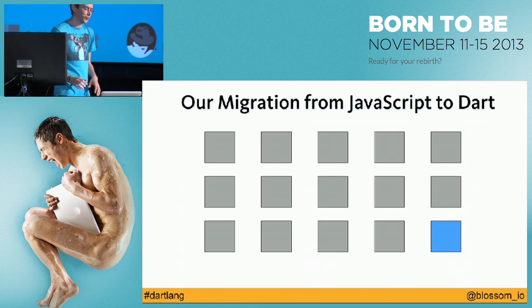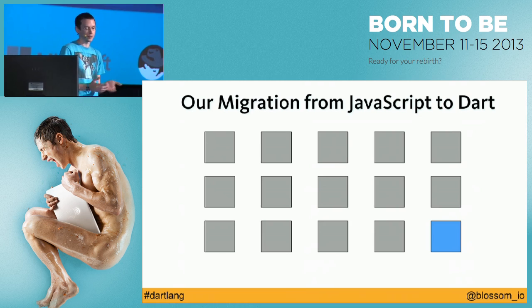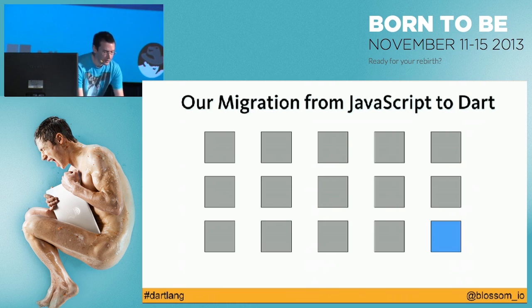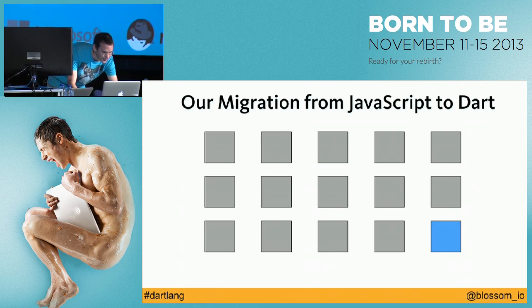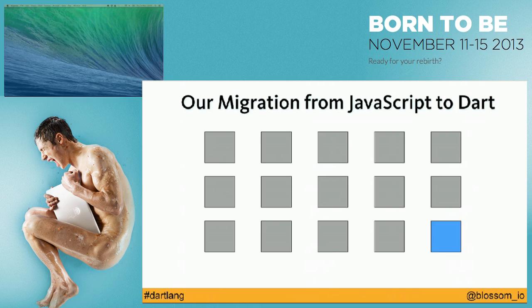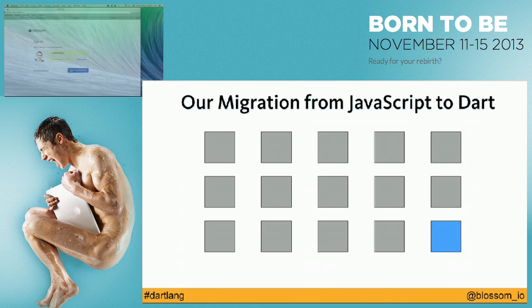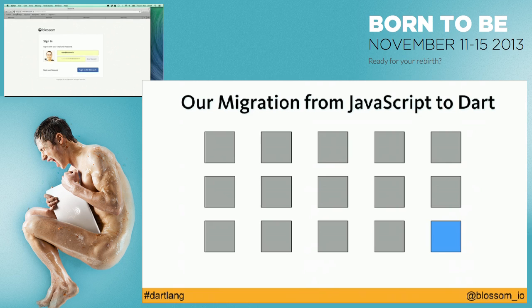Here you see one of the first things that we moved over. It's basically a very simple login screen that was fairly independent of the rest of the application. And it's a very simple view. There's a login screen. You see a very simple input field, a password field, a button, and a gravatar image. And basically, we implemented all of these little components as Dart web components so we could reuse them later.